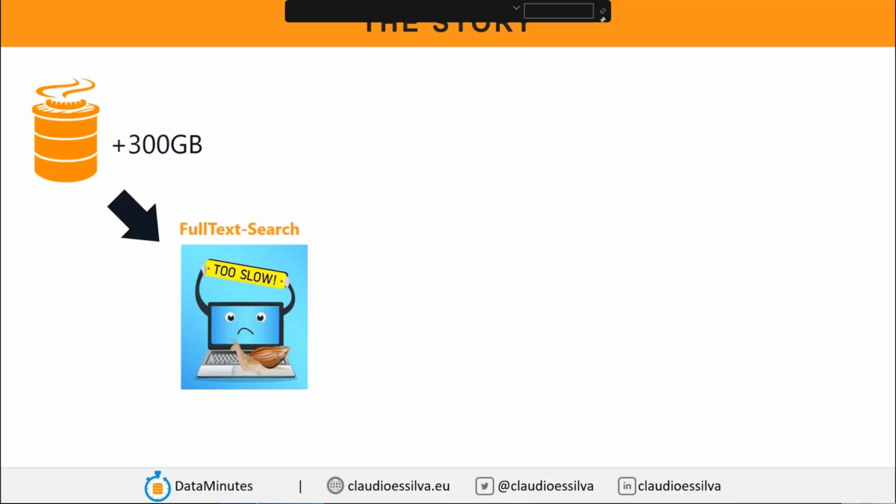I had a call with a client that has a database with a little bit more than 300 gigabytes, and this database has a lot of full text search catalogs with a lot of indexes. The call was about some slowness, some queries they were doing using full text search that were rather slow, or also timing out.